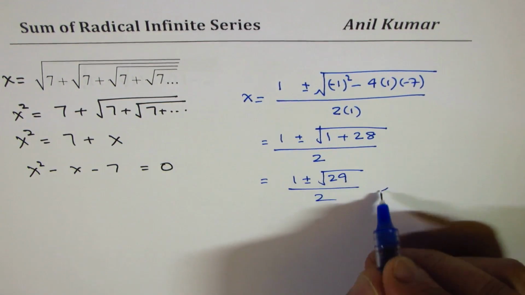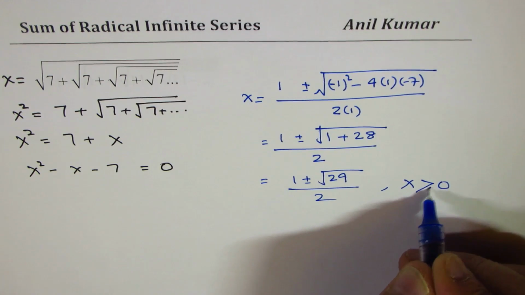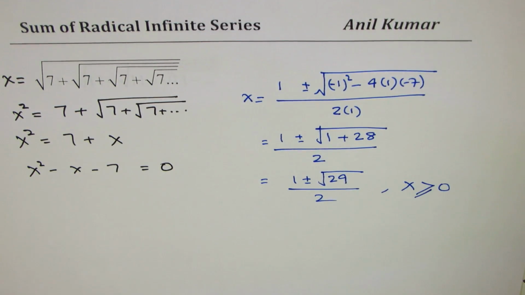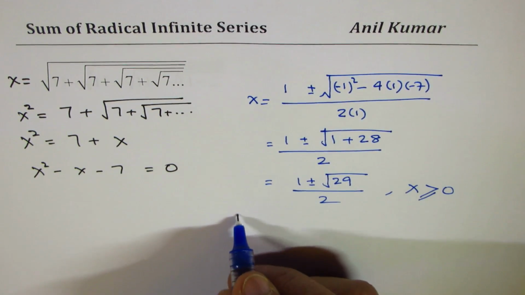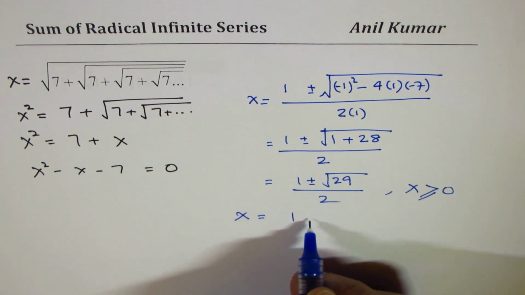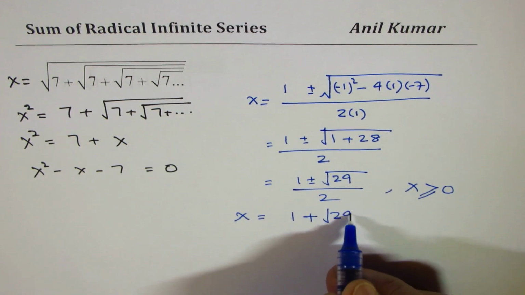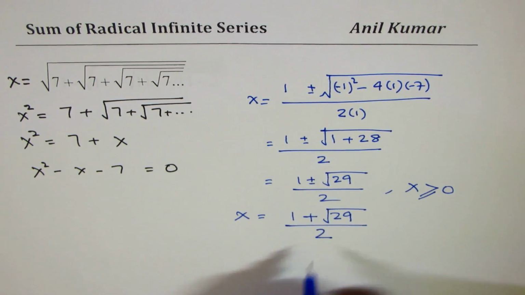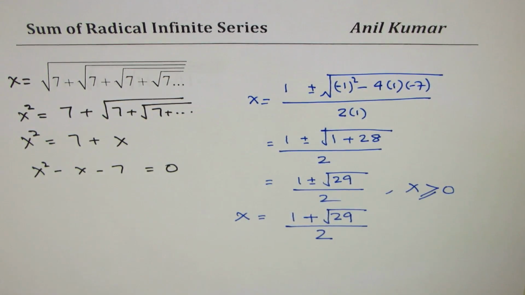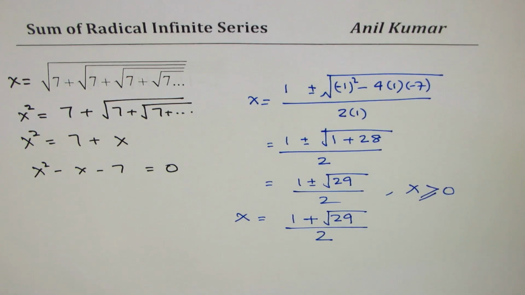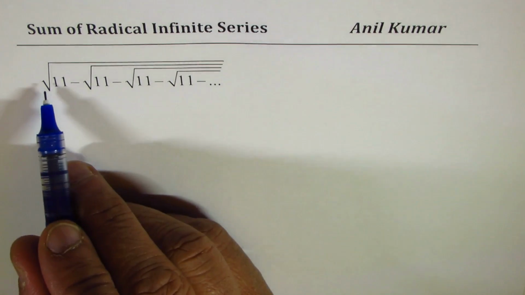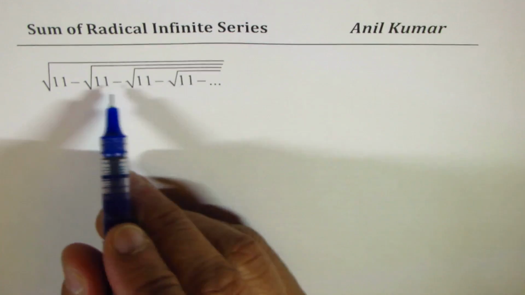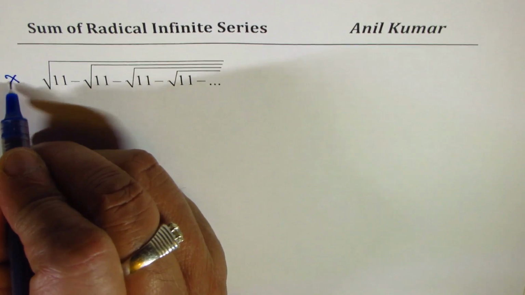Since we know that x has to be greater than 0, or it could be 0, but it cannot be negative. Therefore, what is our answer? So we know the valid answer is x equals 1 plus square root of 29 over 2, correct? So that is the answer for this particular question. Now here is the last question, which I think you can do yourself now. So the last question here is, this is again a prime number. 11 cannot be factored. Let it be equal to x.